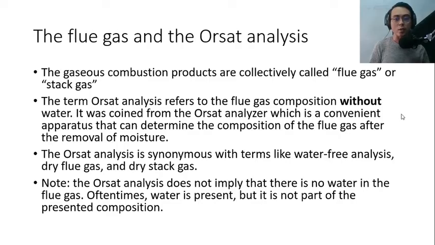The Orsat analysis was coined from the Orsat analyzer, which is an apparatus that can determine the composition of flue gas after the removal of moisture. The Orsat analyzer works by measuring the volume of the flue gas that was removed through a certain absorbent. The first absorbent on the Orsat analyzer is usually the one that removes moisture, because moisture can interfere with the determination of carbon dioxide and sulfur dioxide. So we normally have to remove the water. That's why we have to report some flue gas under Orsat analysis.